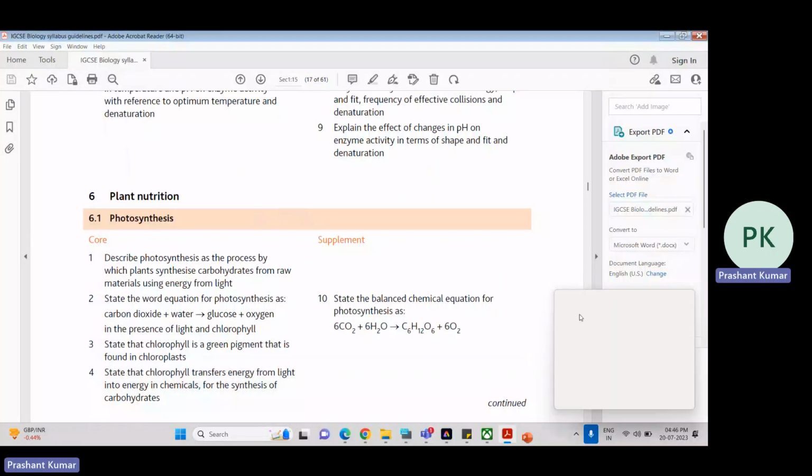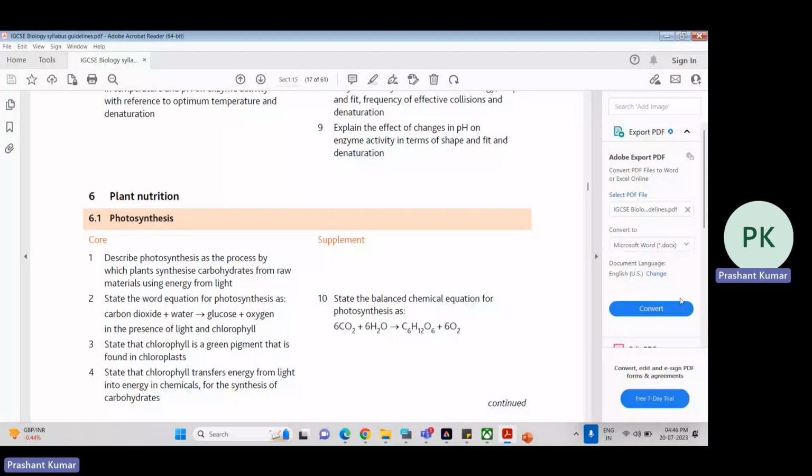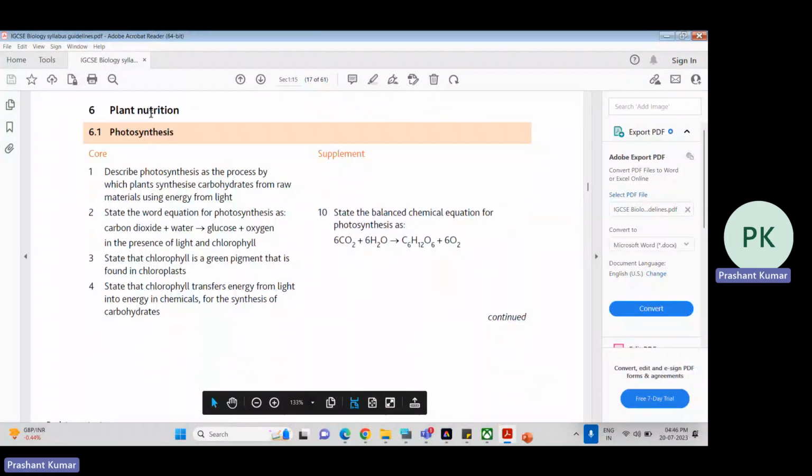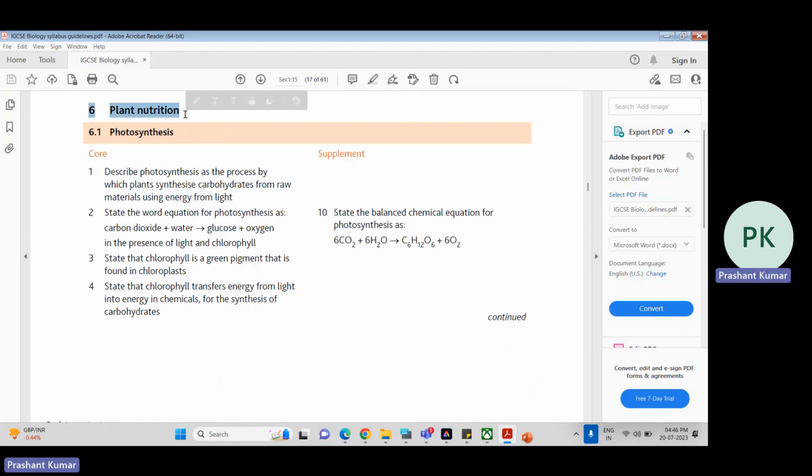Good morning, everyone. So today I have planned to start chapter 6 of IGCSE biology as per the latest syllabus. In the previous video I did chapters 4 and 5. Today I'm doing chapter 6. In chapter 6 we have 6.1 photosynthesis, in which we will discuss the photosynthesis basics and how carbohydrate is produced by using the sun's energy.